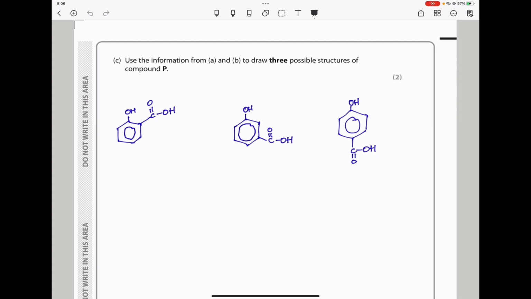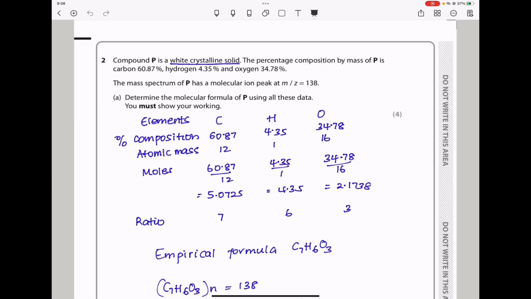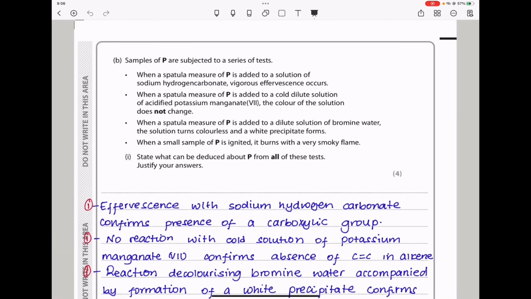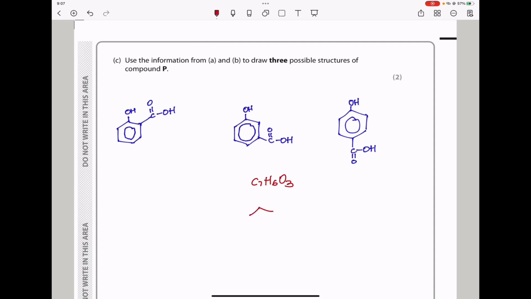Now remember, if we go back here, we got it was carbon 7, hydrogen 6, oxygen 3. We know it also has a phenol group, so it has a phenol group like that. That is already 6 carbons. It means there is going to be a 7th carbon.